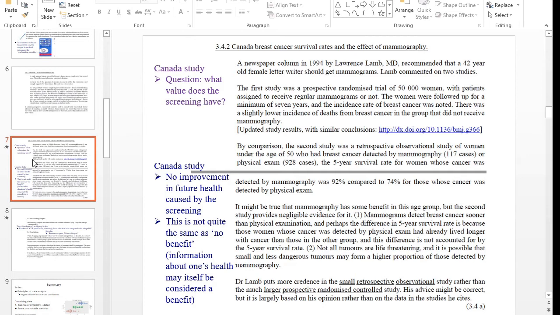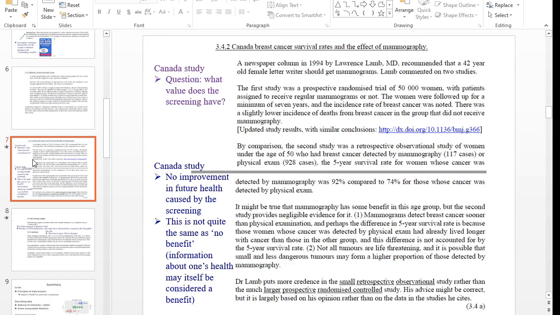By comparison, Lawrence Lamb put much more credence in a small retrospective observational study in which he dug something up. In a retrospective observational study of women under the age of 50 who had breast cancer detected by mammography, 100-some cases, or by physical exam, because they've been to the doctor, 900-ish cases, the 5-year survival rate for women whose cancer was detected by mammography, he said, was 92%, compared to 74% for those cancers detected by physical exam. Alas. And he therefore said, well, clearly mammography is having a benefit.